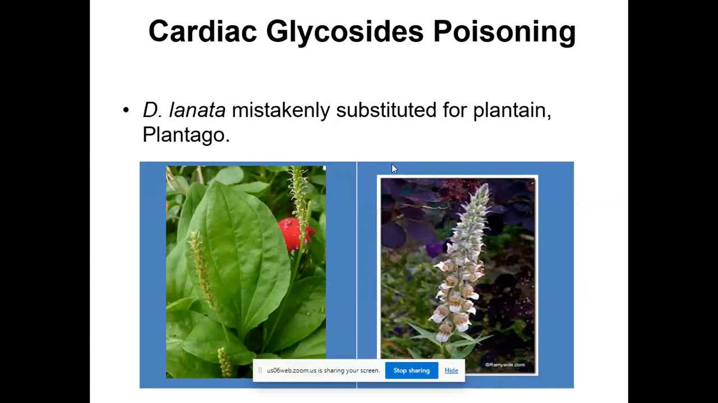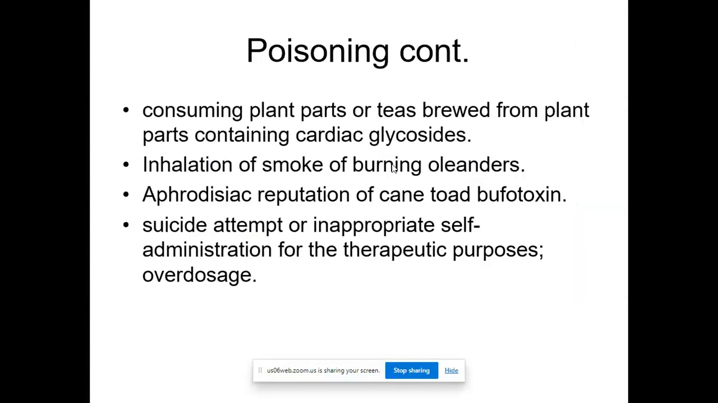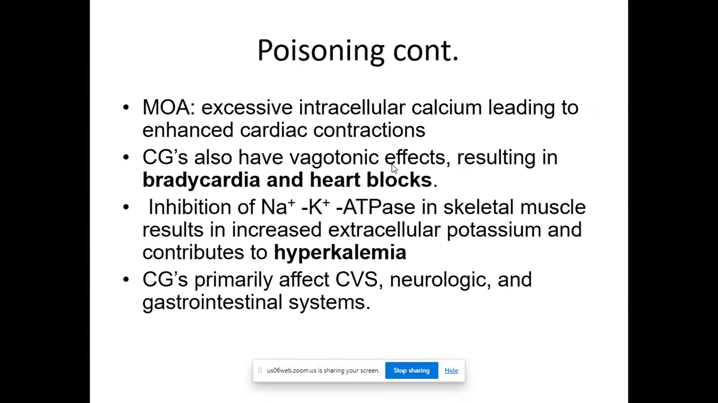Right, so we can go and see some of the side effects of cardiac glycoside poisoning. Next slide. You can end up consuming these cardiac glycosides from plants or teas brewed from these plants. Also from smoking, from the smoke of burnt oleanders. There's the aphrodisiac reputation of the content bufotoxin, suicide attempt or inappropriate self-administration for therapeutic purpose, or their overdose. So these are some of the causes that may lead to poisoning.